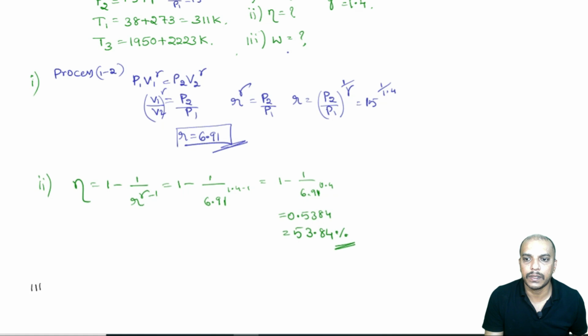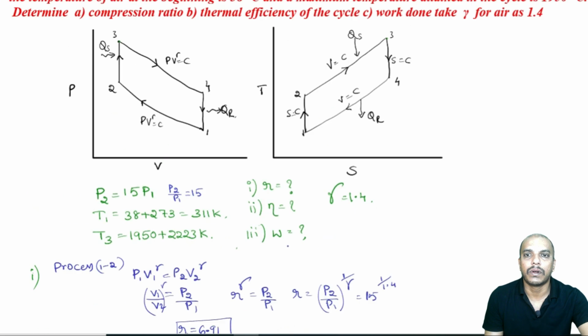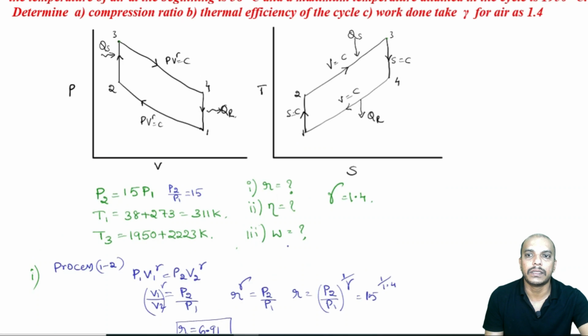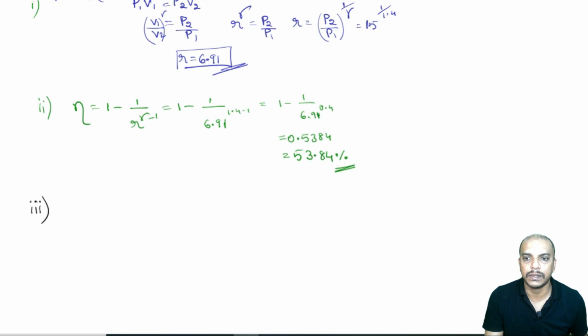Now how can we calculate work? Calculate work transfer. Work transfer can be calculated if we can calculate heat supplied and heat rejected, that is one way of doing it. Because we have efficiency, efficiency can be used in another way also, that is desired output, that is work transfer, divided by heat supplied. This value we already have. If we can find QS, then I think we can calculate W. So let us calculate QS.